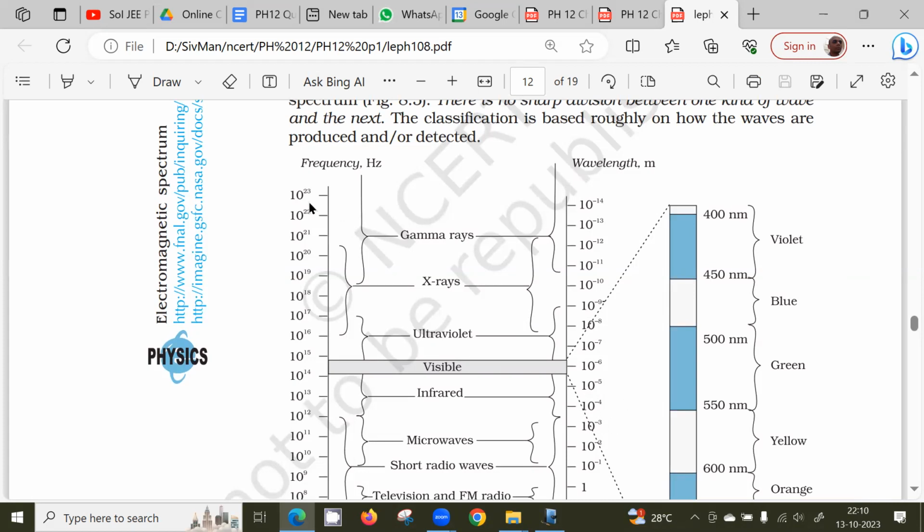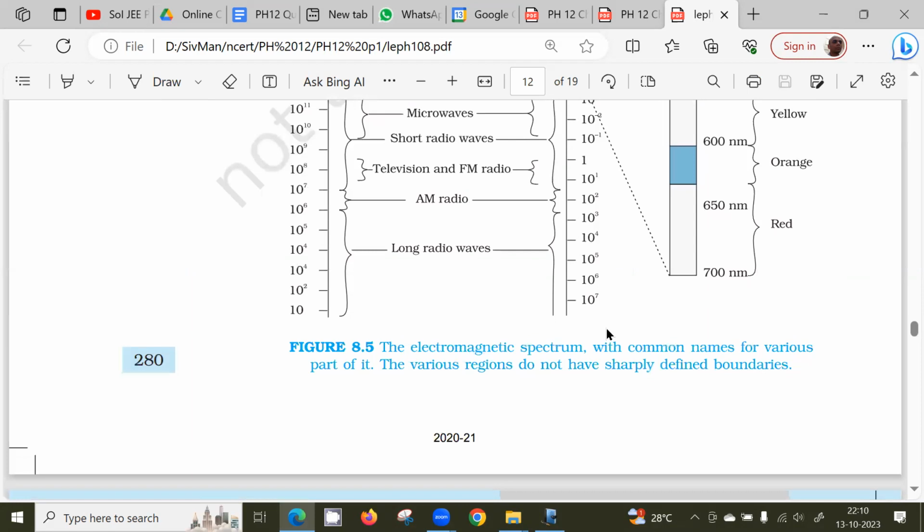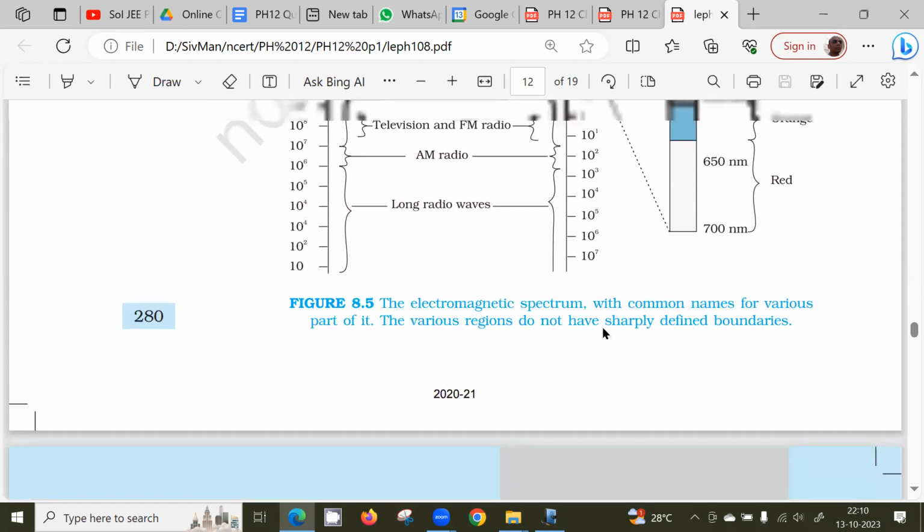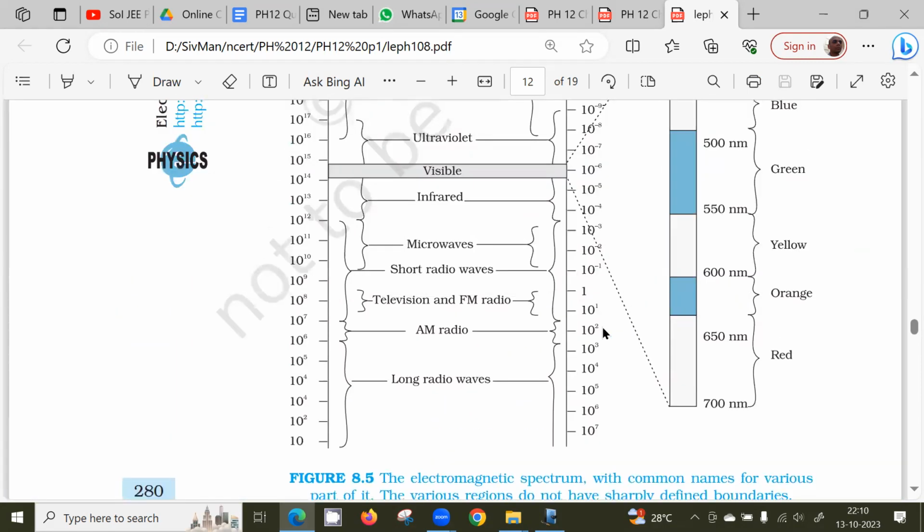So when the frequency is going up, the wavelength will drop down, such that the product of the frequency and the wavelength is constant, which is the speed of the electromagnetic wave. Okay, accept this as a theoretical concept.